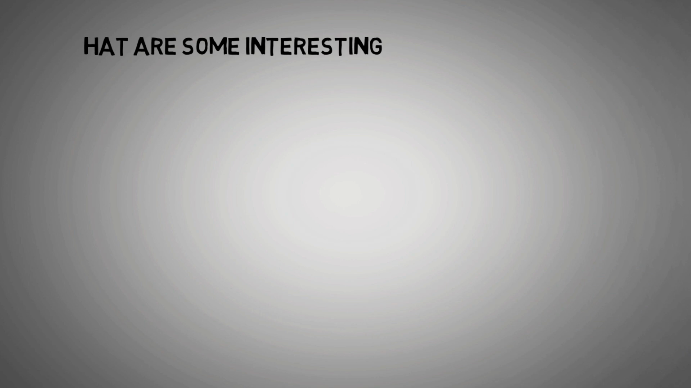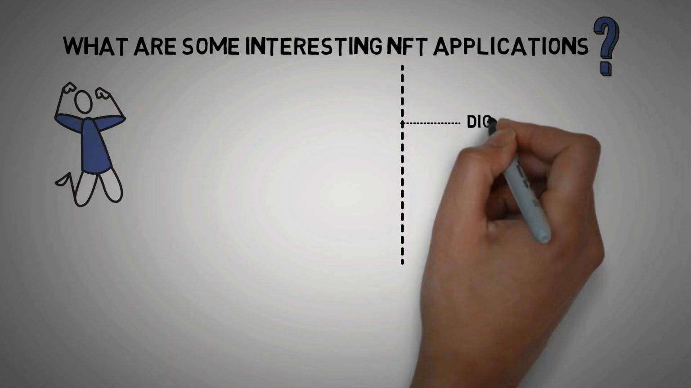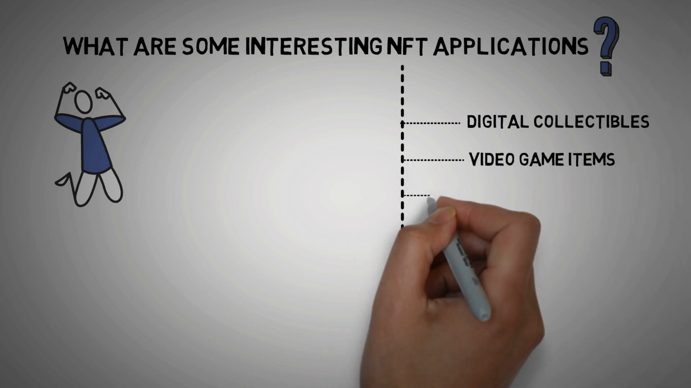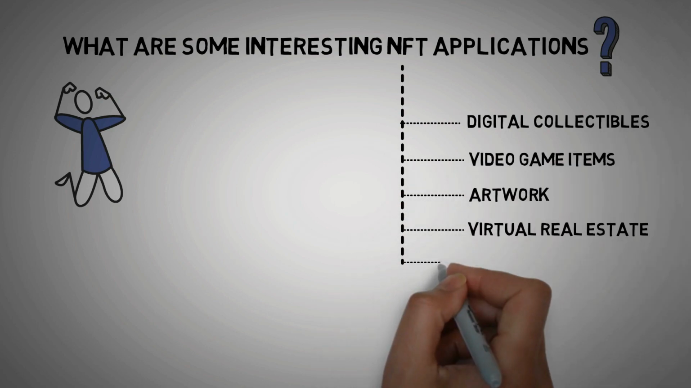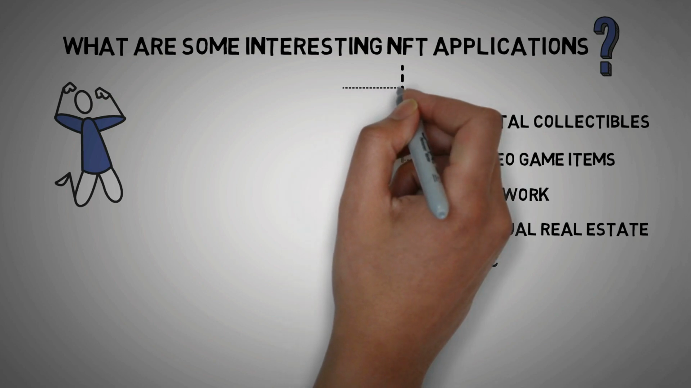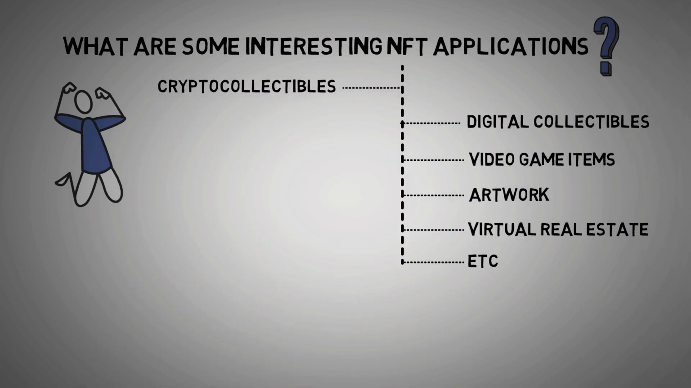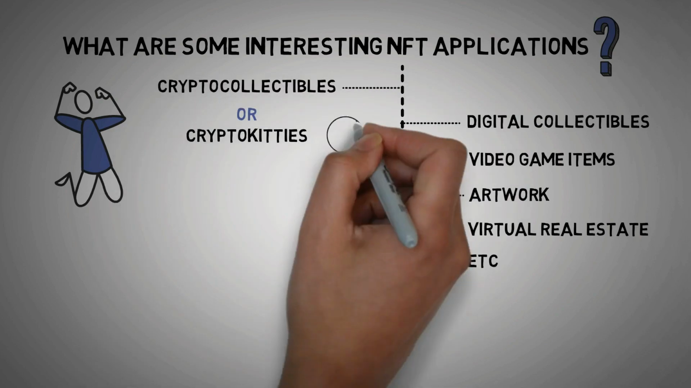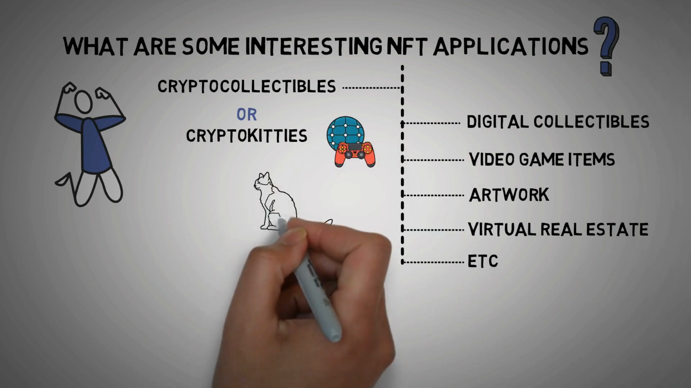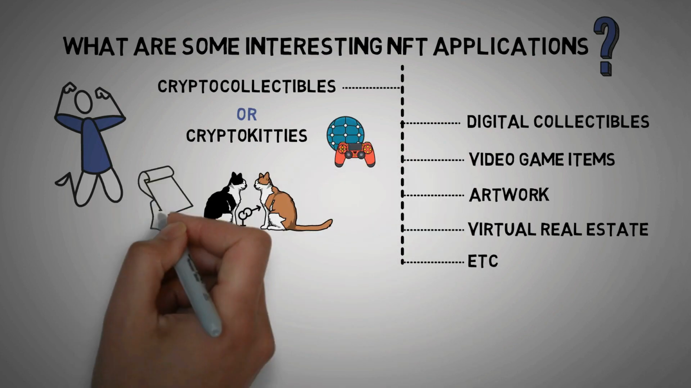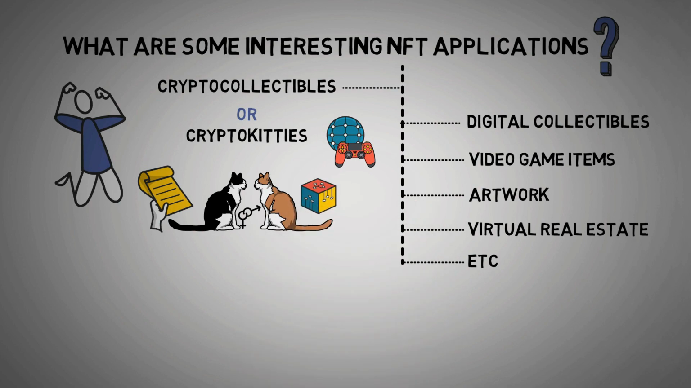What are some interesting NFT applications? There are many interesting uses of NFT. Some examples are digital collectibles, video game items, artwork, virtual real estate, etc. The most common type of NFT is the crypto collectibles. The game CryptoKitties popularized this term, which refers to an online game where players need to breed unique animals/cats using smart contracts on the blockchain network.